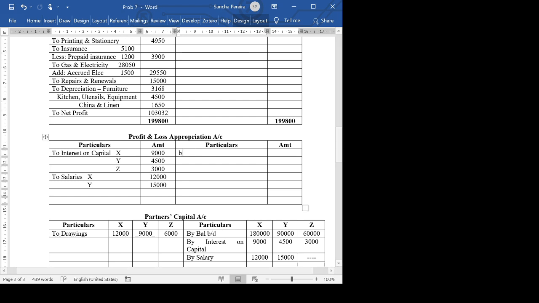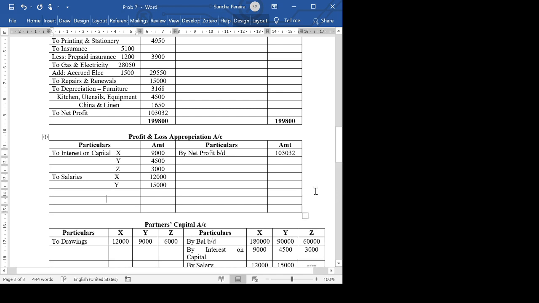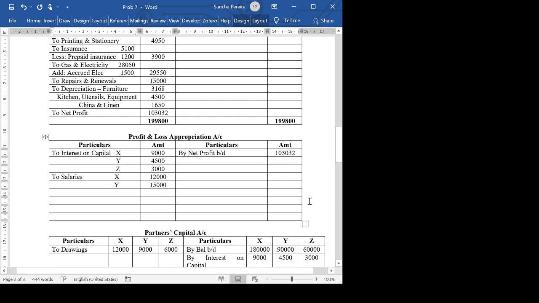But here, since there is more than one person, it needs to be divided among all the partners. So I will say by net profit brought down is 103,032. Now from this net profit, we need to provide for all these expenses, which is the interest on capital and the salary paid to partners. So let's check what we get. The total here will be 103,032.